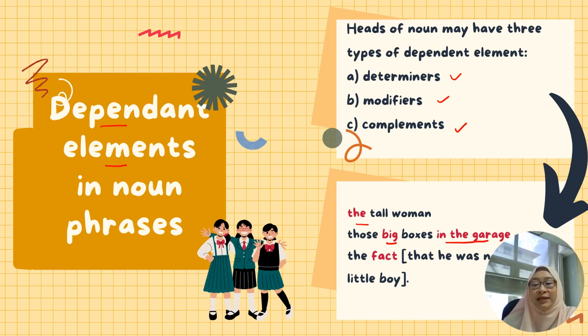The fact that he was no longer a little boy. So this is the noun, and this whole thing is a that clause. When you see the word that followed by a sentence at the back, we call it a that clause. And a that clause is a dependent clause that needs an independent clause to complete its meaning.